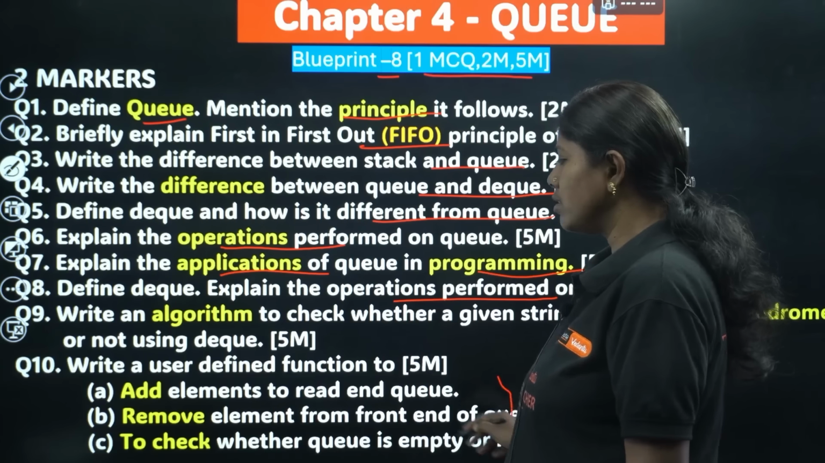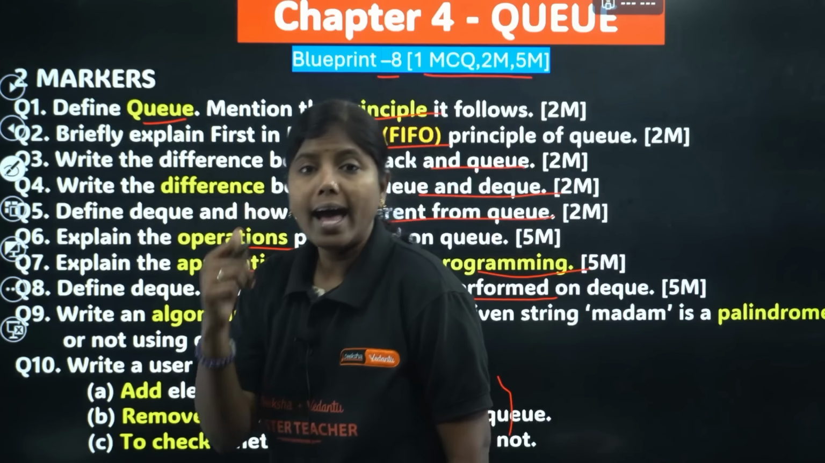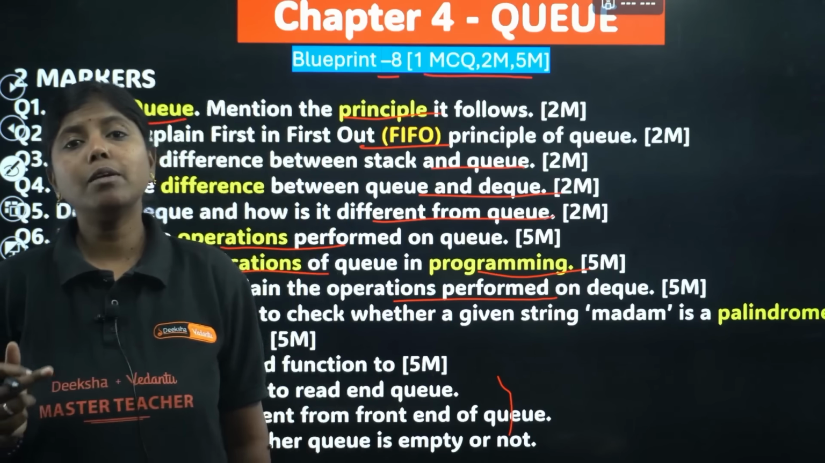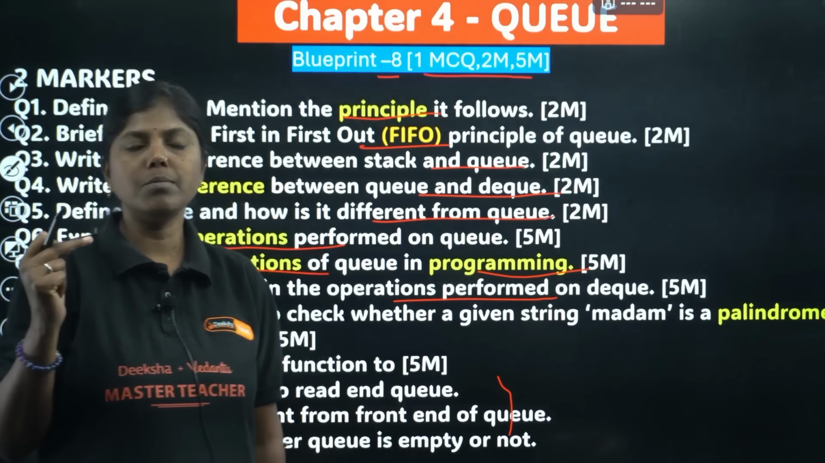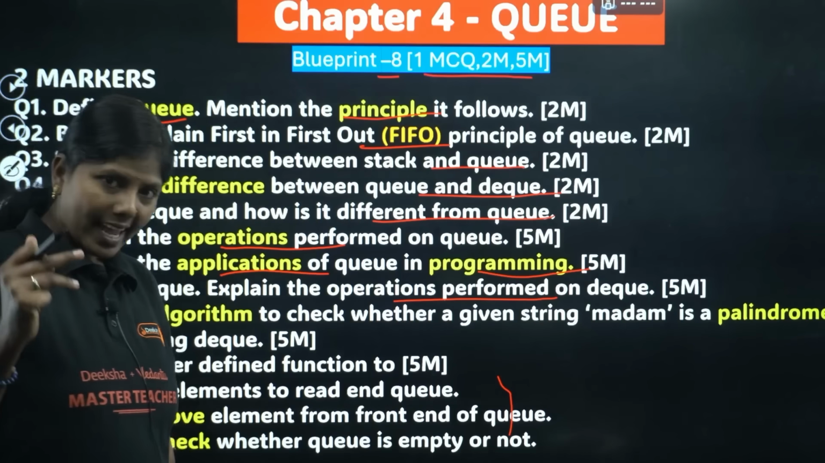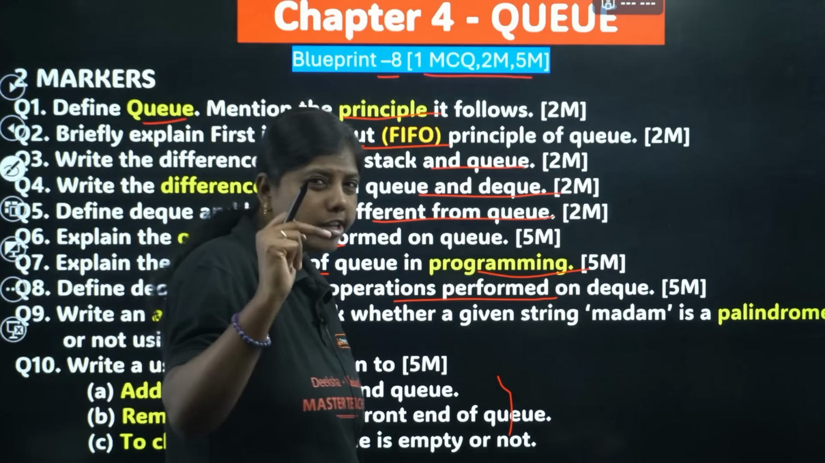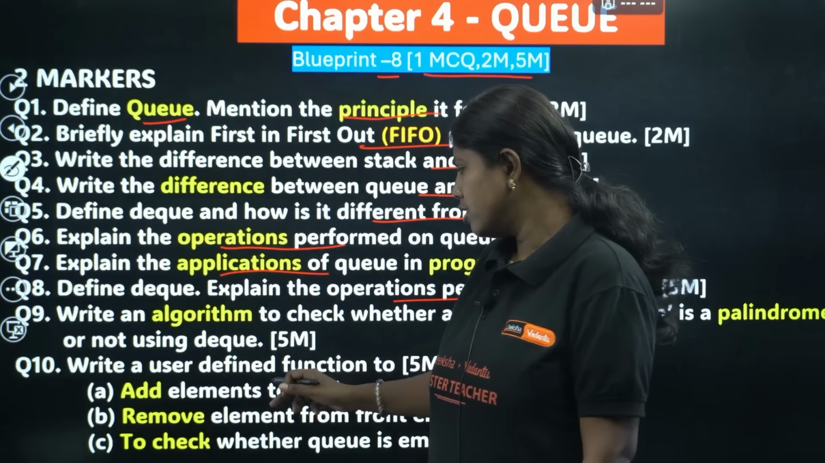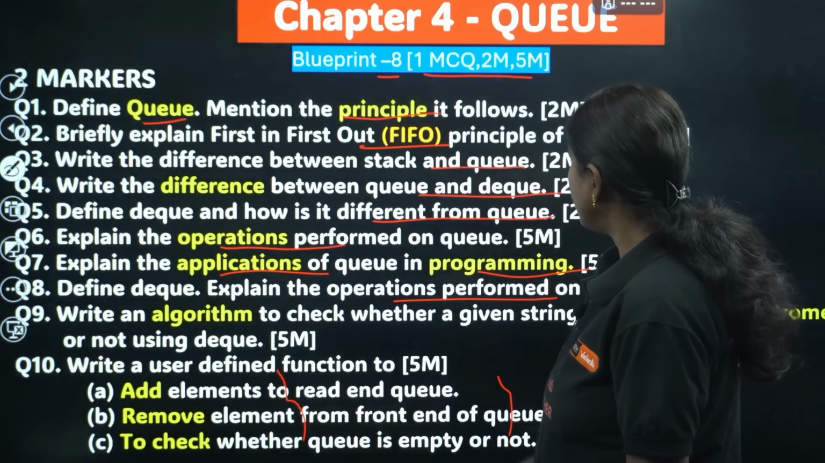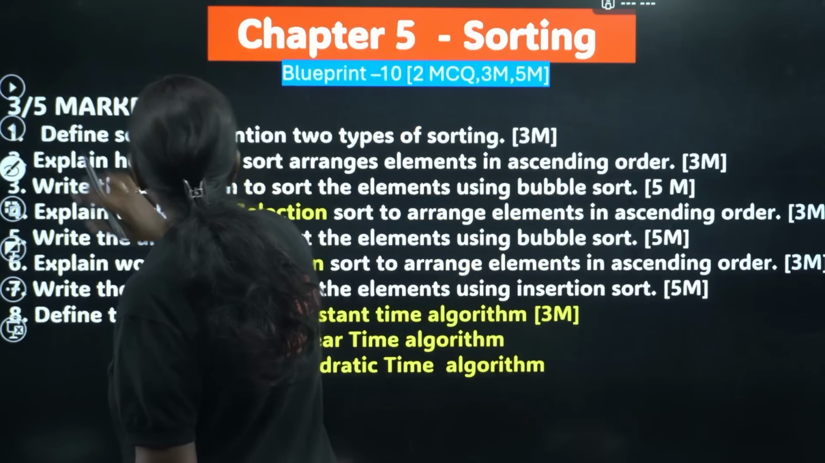They will ask you the frequent user defined functions with respect to adding an element to the queue, deleting an element from the queue, and checking whether a queue is empty or not. That means what? NQ, DQ, and is empty. Okay, so this is going to be the questions, and we'll go for the next chapter. So what is there in chapter 5?